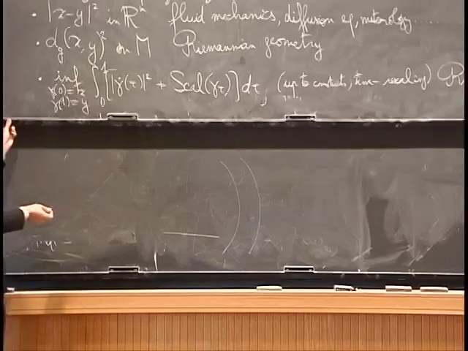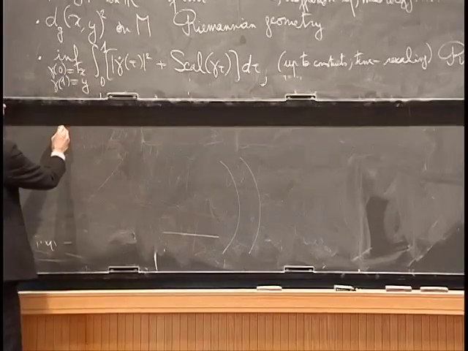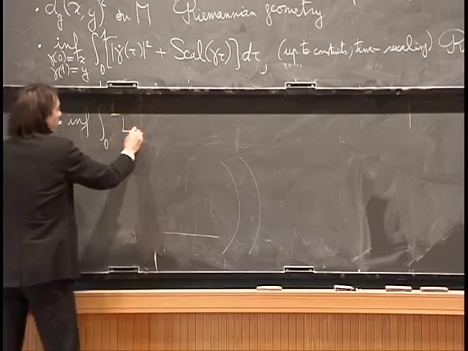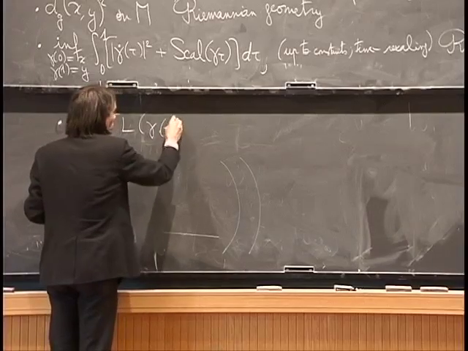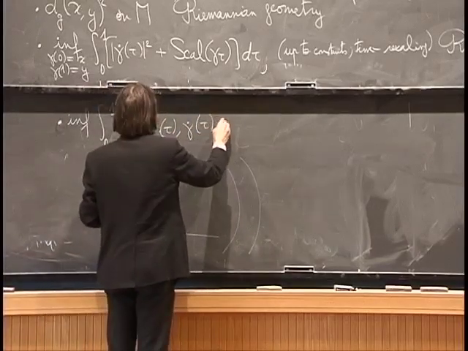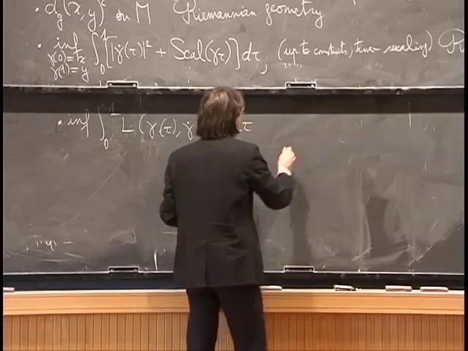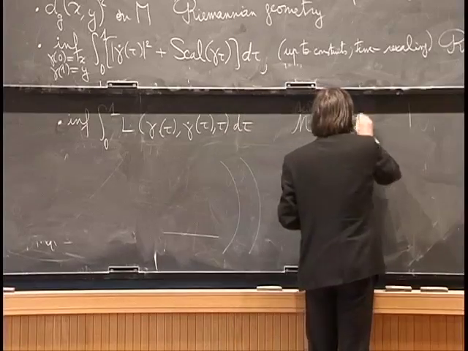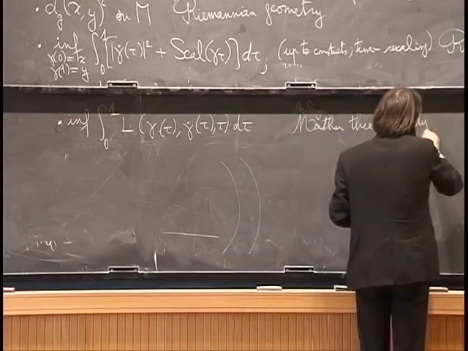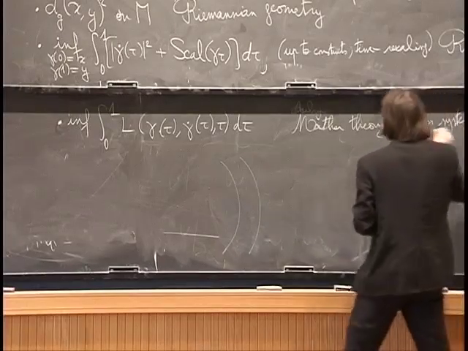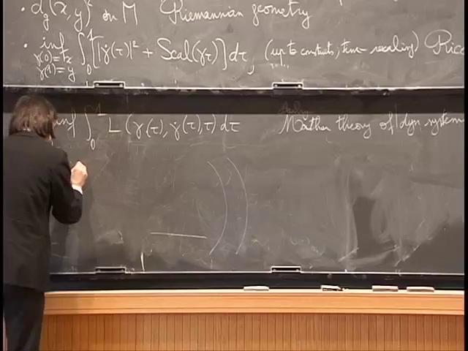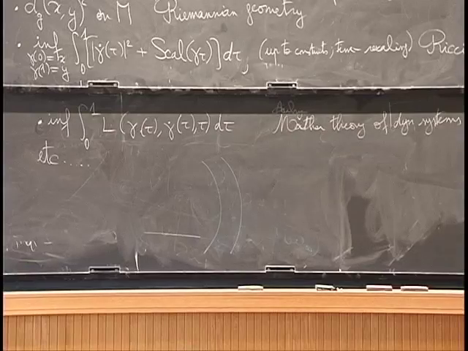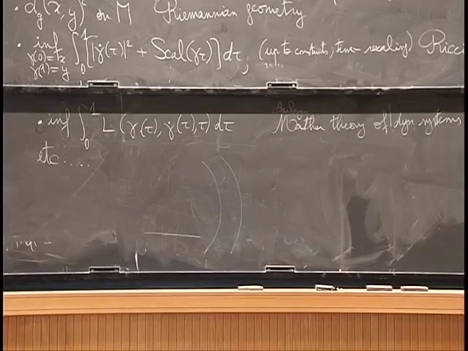And you can also consider more general variational problems. For instance, with a Lagrangian action, the infimum of the integral from 0 to 1 of some Lagrangian of gamma of tau, gamma dot of tau, d tau. This arises in Mather theory, if you wish, Aubry-Mather theory of dynamical systems, etc. So depending on the problem it comes from, there's a variety of cost functions you can be interested in.